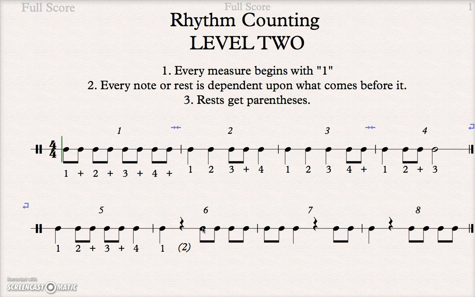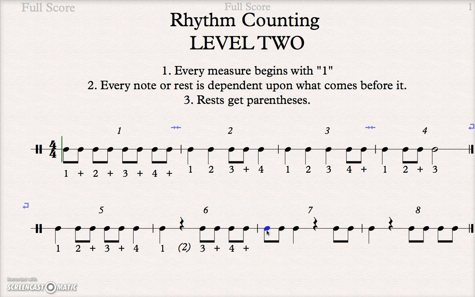So we get to go on to beat 3. But this is an eighth note, so we're not done with beat 3. We have to call this the and of 3. Now we're done with beat 3. We get to go on to beat 4. Again, this is an eighth note, so we have to call that the and of 4. Now we're done with beat 4, and we get to finish the entire measure with 4 beats.